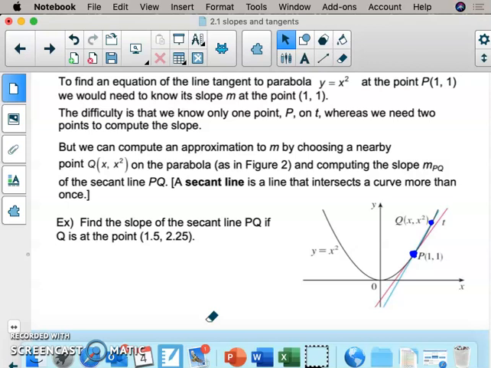Oh, okay. So we just calculated an average rate of change. We calculated the slope of the blue line, right? That's going to give us an approximation for the slope of the red line.